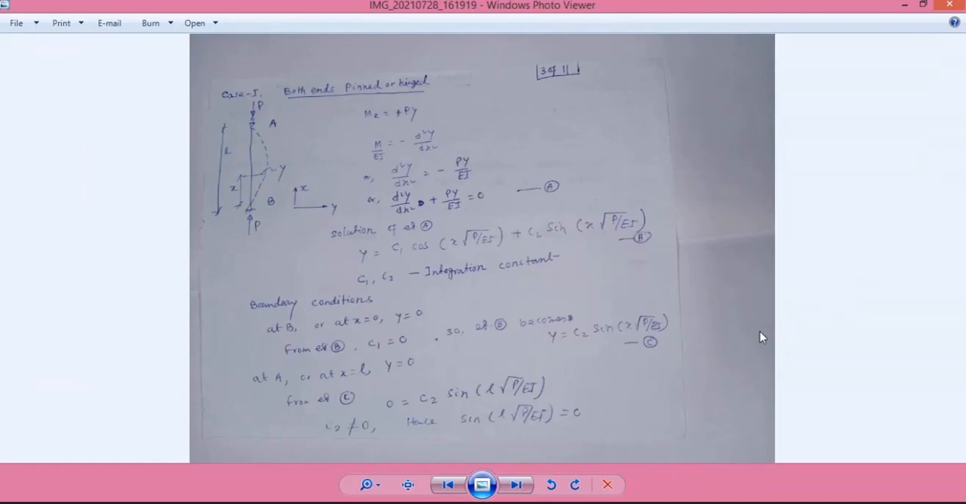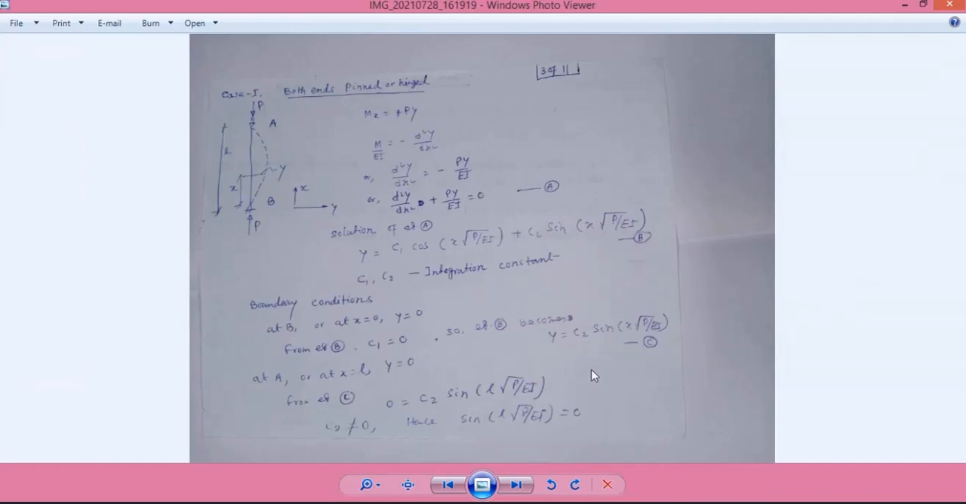Now the solution of this differential equation, marked as equation A, will be y is equal to c1 cos x root under P divided by EI plus c2 sin x root under P divided by EI. This is the solution of the second order differential equation, where c1 and c2 are the integration constants, and we can determine the values of c1 and c2 from the boundary conditions.